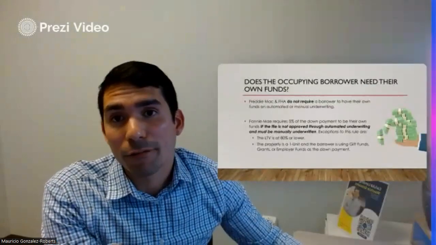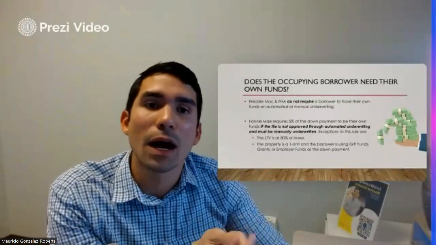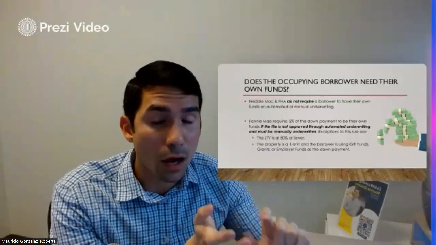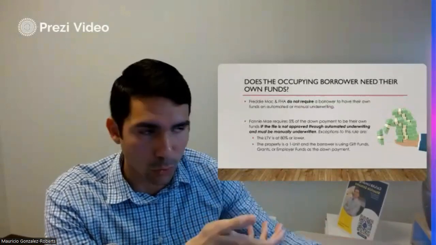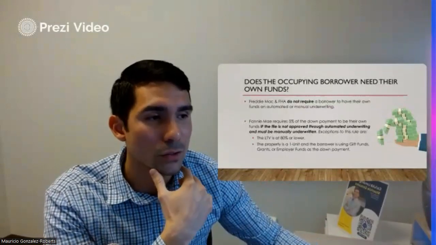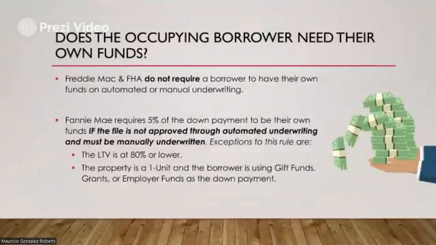The next topic of consideration here is whether or not the occupying borrower needs to have their own funds for down payment or closing costs. So let's dive into that one a little bit deeper. Freddie Mac and FHA do not require borrowers to have their own funds on either an automated approval or a manual approval. However, Fannie Mae is a little bit stricter.